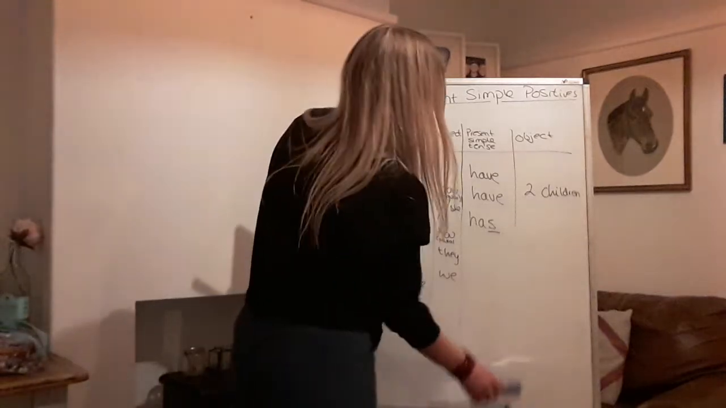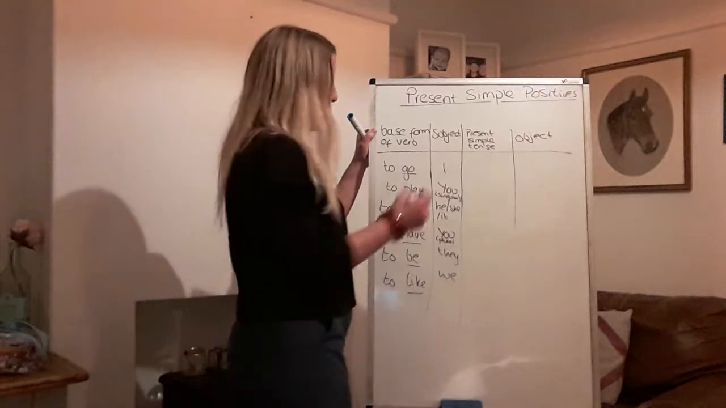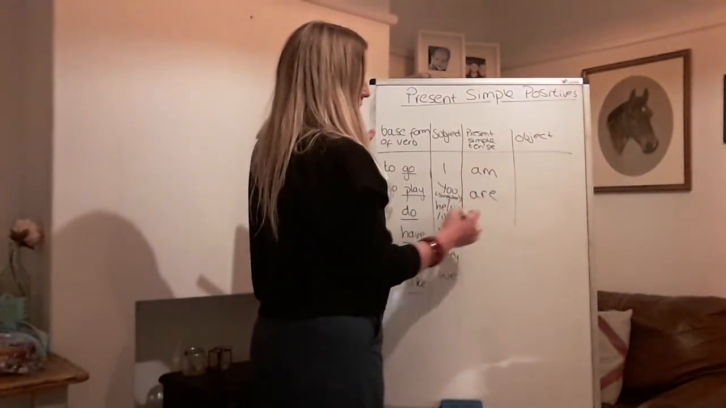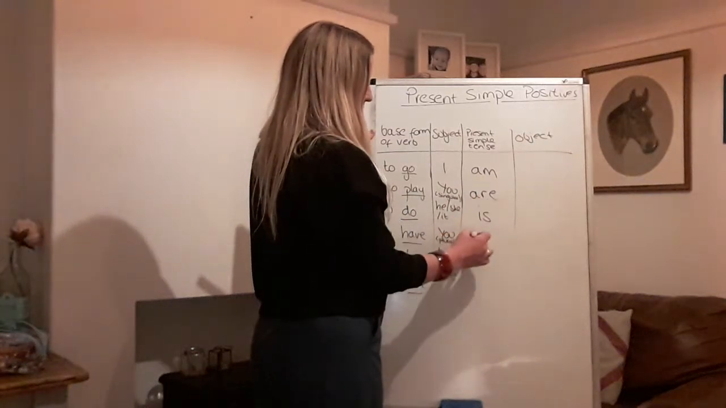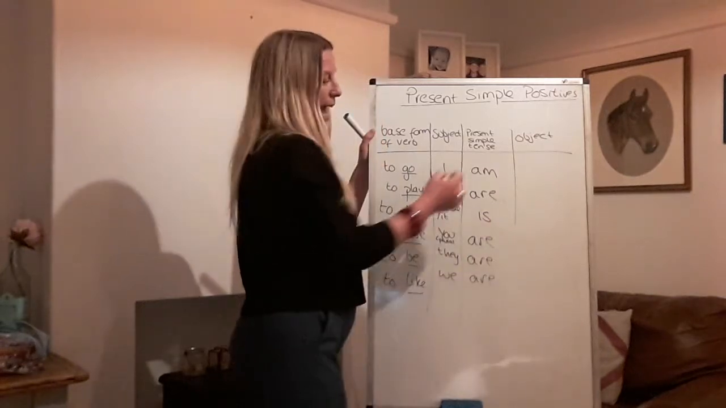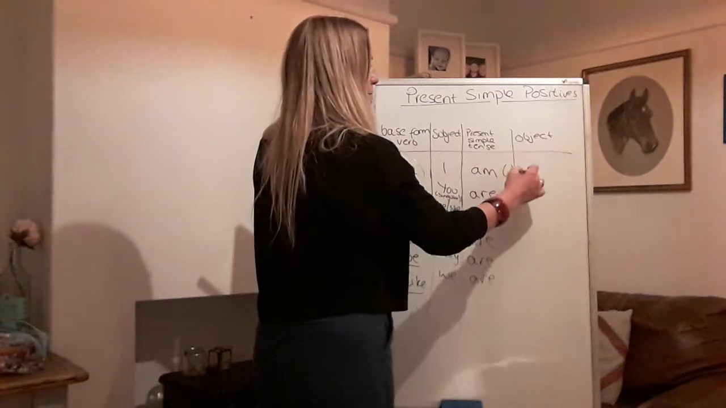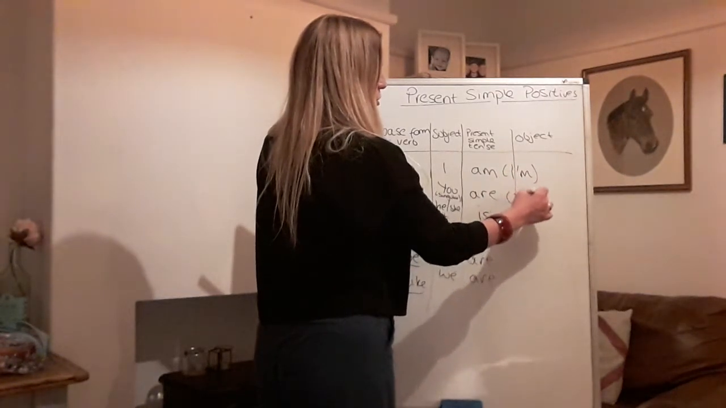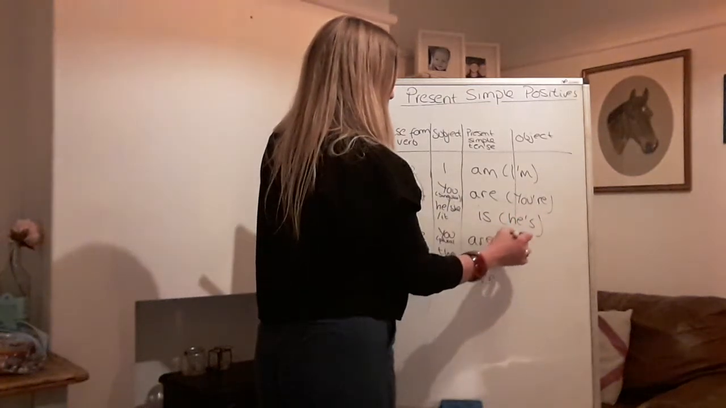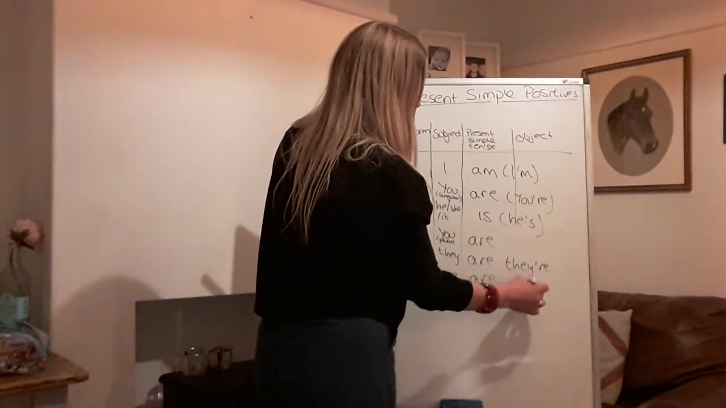Be, that's the one we need to remember because be changes a lot, doesn't it? What does it change to? Can you remember? I am. You are. He, she, it is. You are, they are, we are. Lots of R's. But I am and he, she, it is. And that can be I'm, you're, he's, you're, they're, and we're.